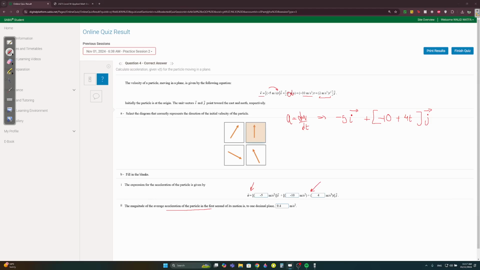The magnitude of the average acceleration of the particle in the first second of motion is what? In the first second of motion, so it's from 0 to 1.